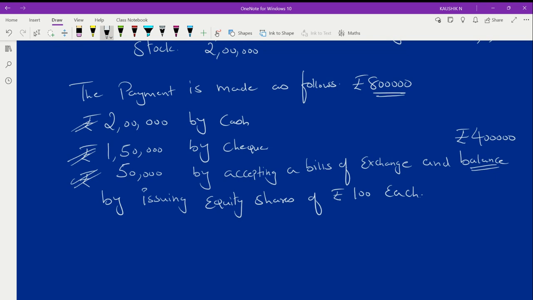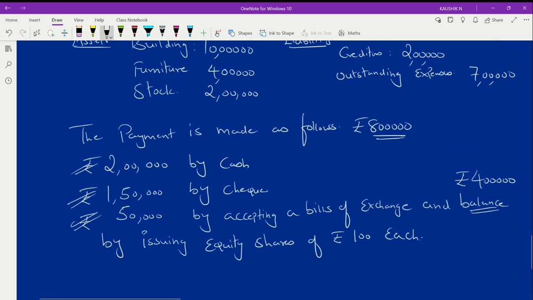Look, as I said, in all cases it is the full amount. Here the full amount is 8 lakhs. He does not receive all 8 lakhs in shares. Of the 8 lakh rupees, he receives some in cash, some by check, and for the bill of exchange he gives some time period. After all that, the remaining balance is what he is getting in the form of shares. So he's not getting the entire amount in the form of shares. He's getting only a particular payment in the form of shares. The remaining amount he is getting in the form of cash, check, and bill of exchange. Clear?